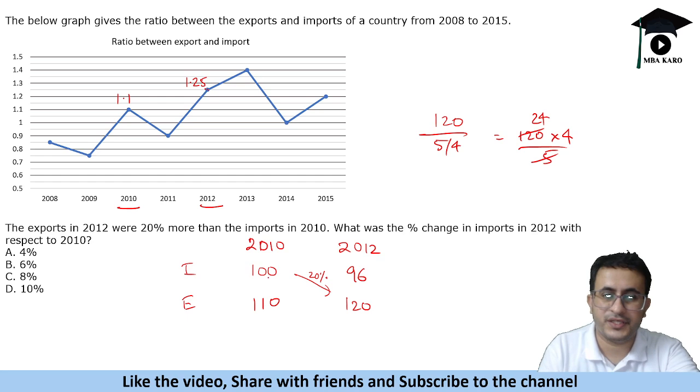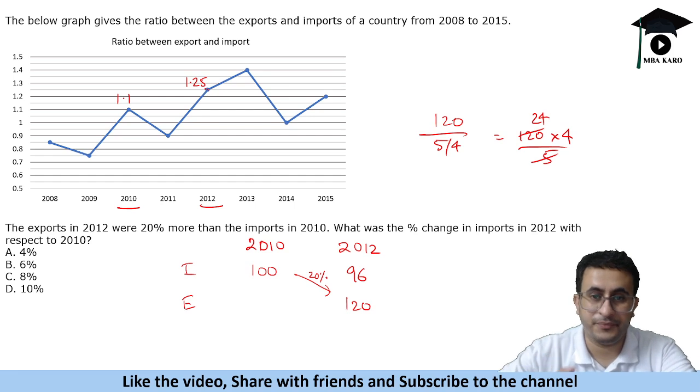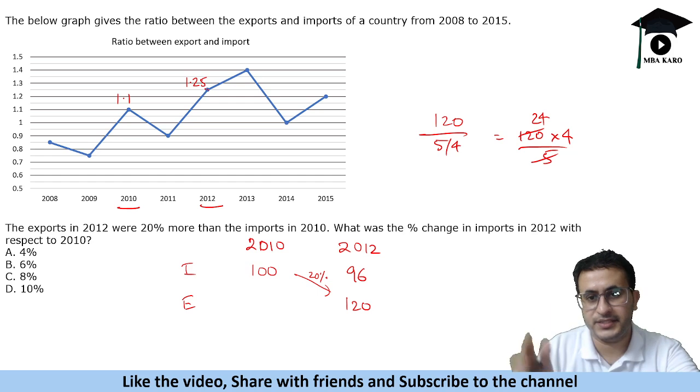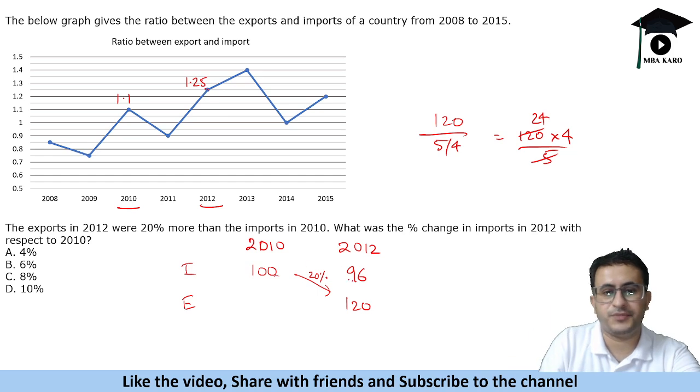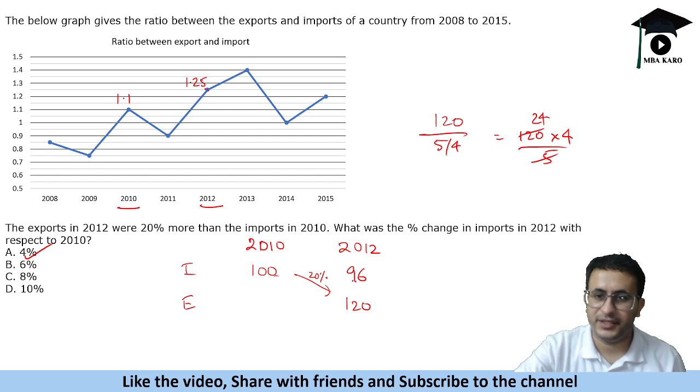What did we do? We assume import to be 100 here. Okay, so this was not needed. So we found out the export in 2012. Export in 2012, उससे हमने import 2012 निकाल लिया. Now the question was, what was the percentage change in imports? So import changed by 4 of 100, so it is 4%. Now if you would take 100x or not take 100x, it does not matter.